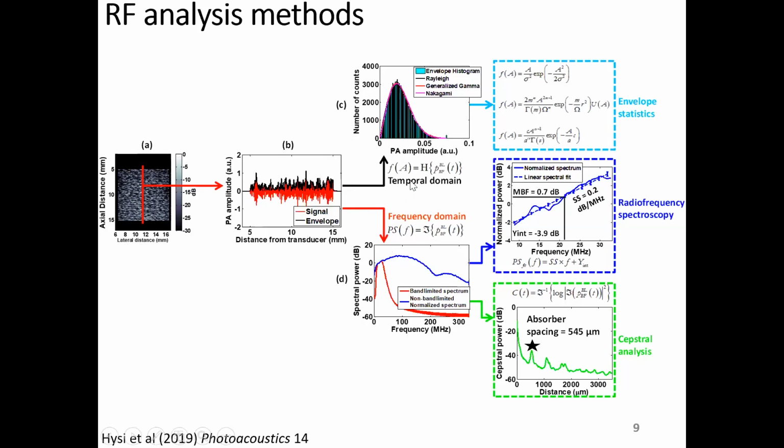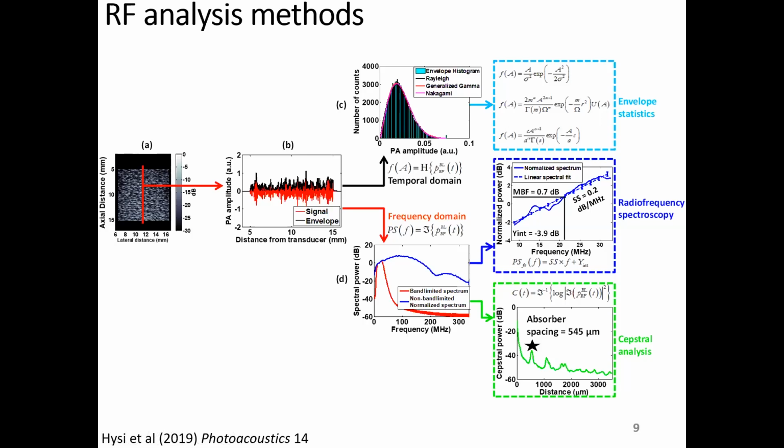So the temporal domain approaches revolve around the envelope statistics, and the idea here is that you actually map the envelope of the signal amplitudes of your photoacoustic signals, and you fit that to very specialized histogram distributions whose fit parameters actually encode information regarding your optical absorbers in this case.